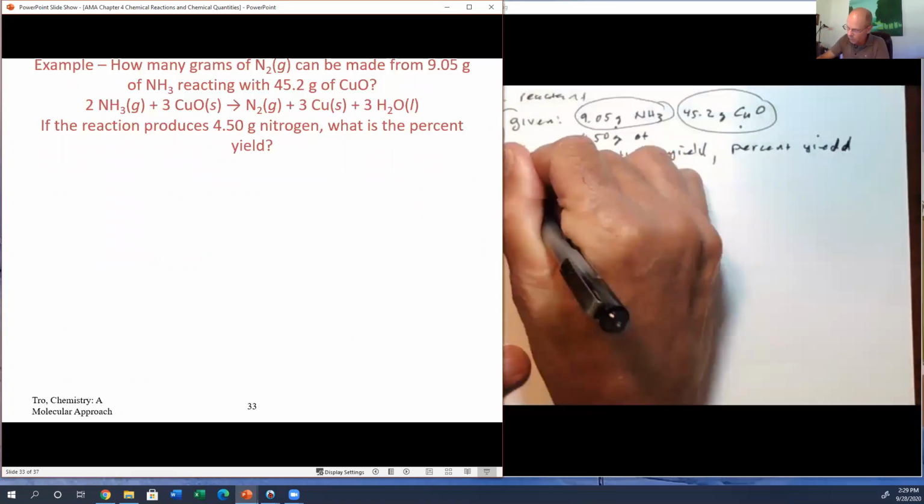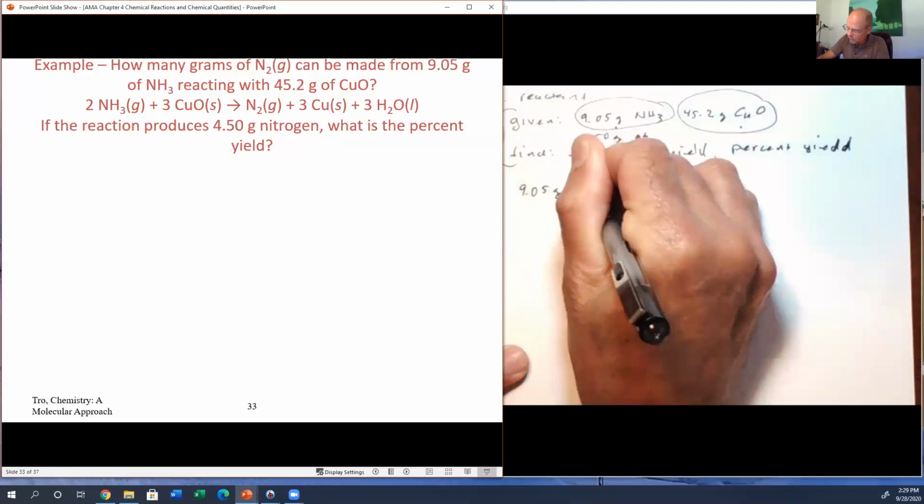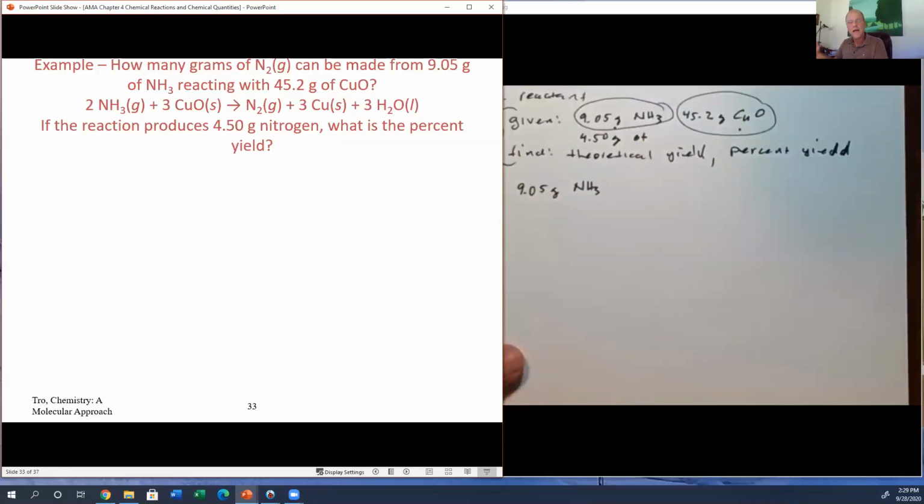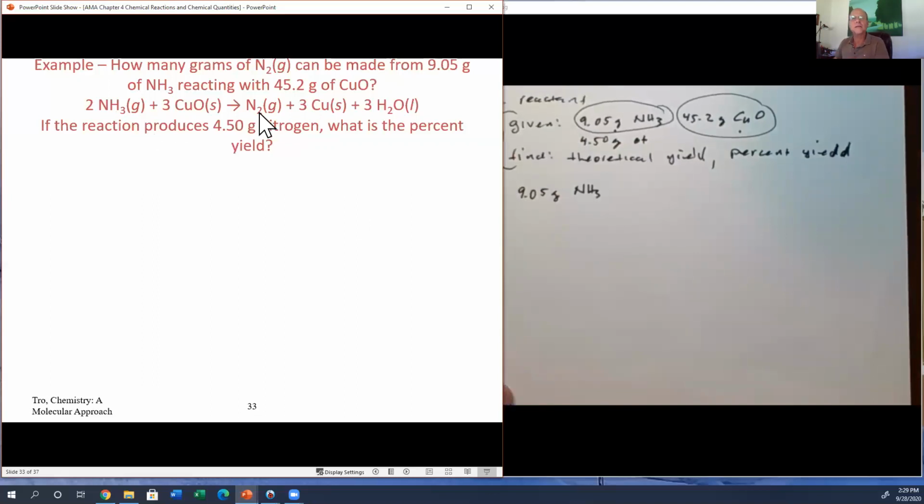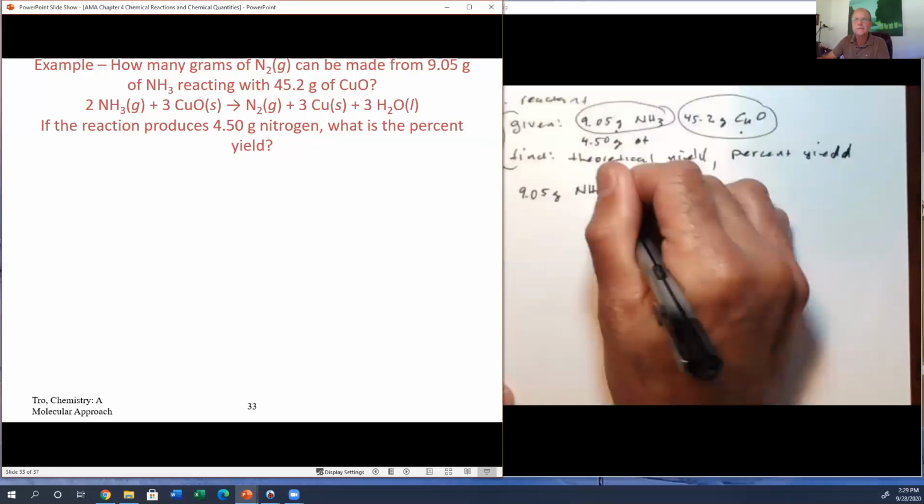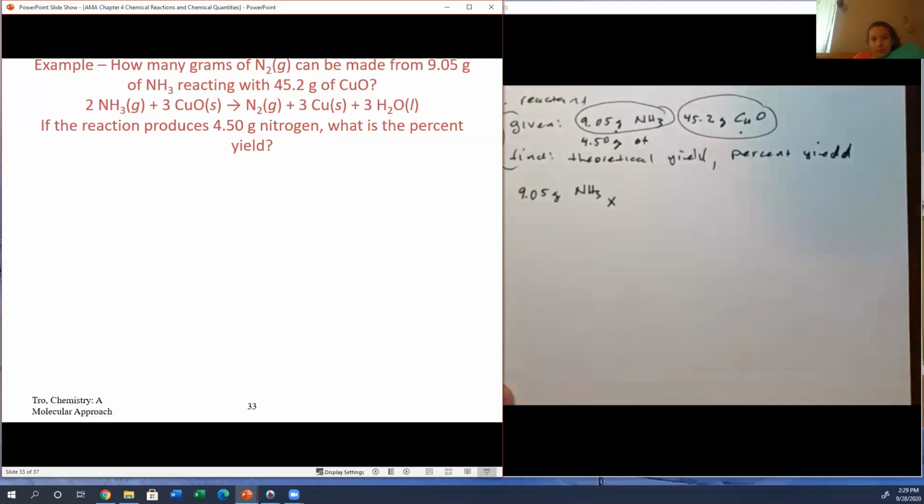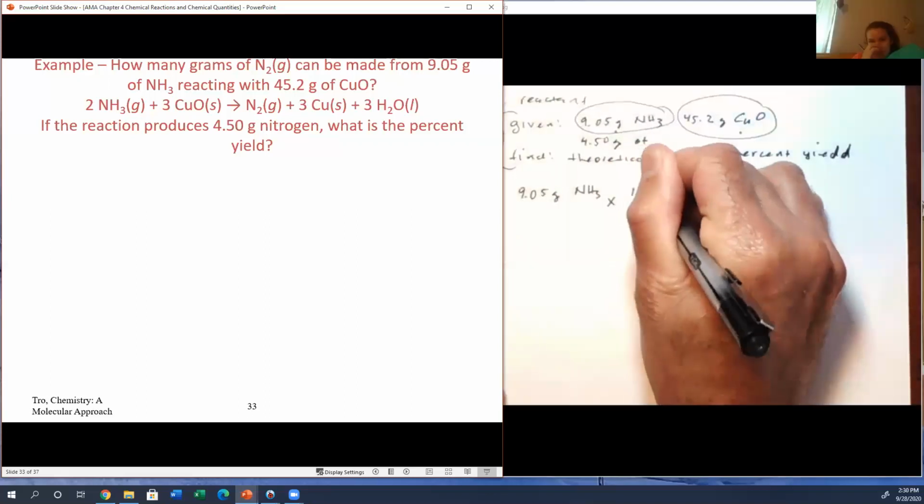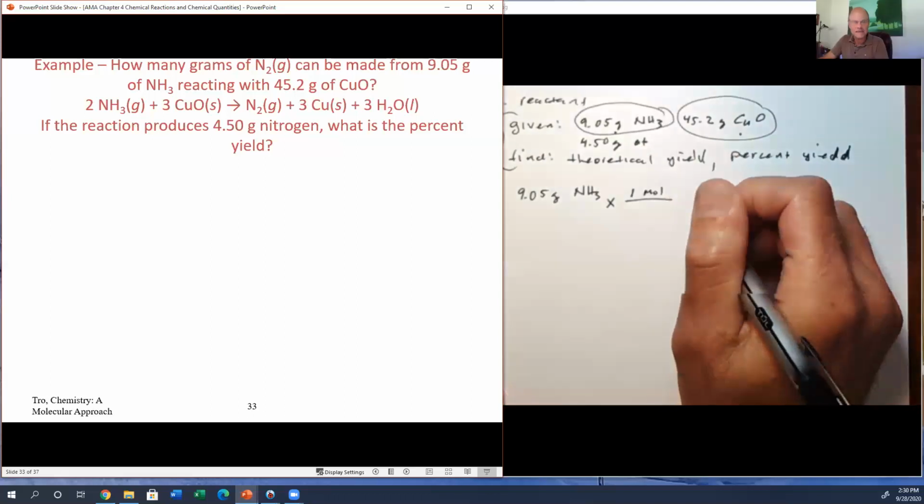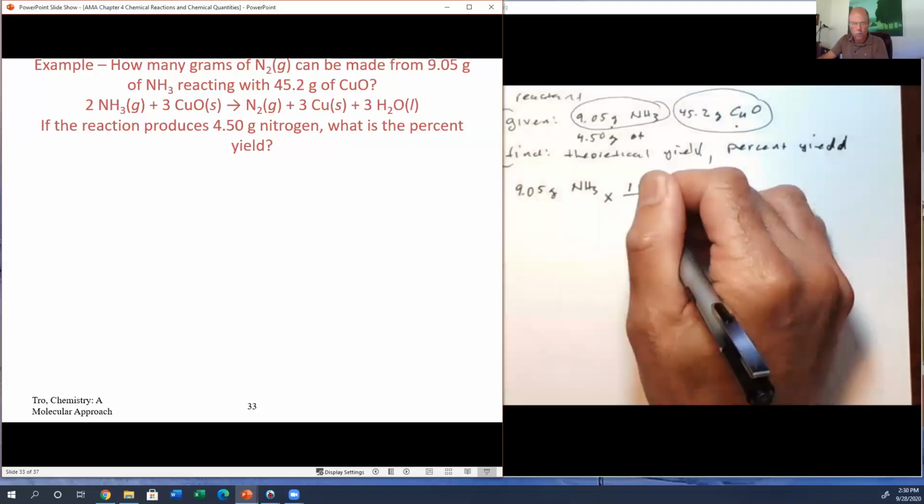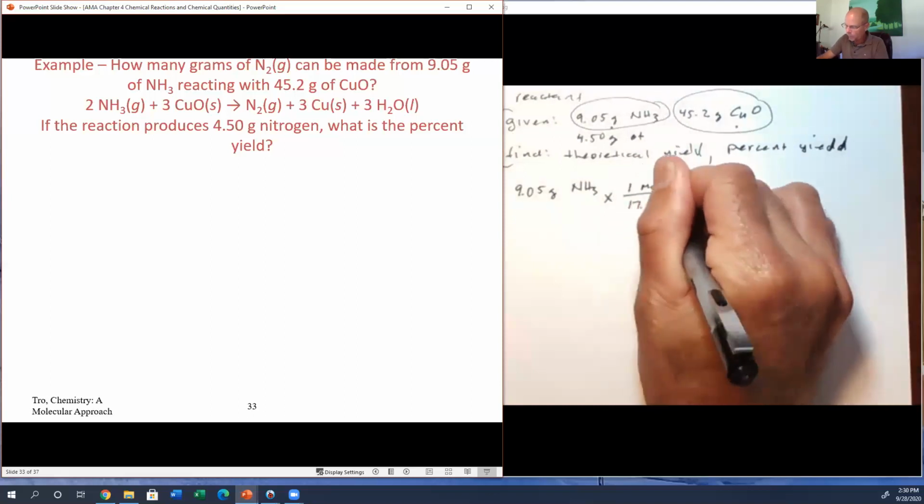So I'm going to say 9.05 grams of ammonia, and I'm going to say, how much nitrogen can I make? At this point, it's a stoichiometry problem, right? If I have a certain amount of ammonia, how do I figure out how much nitrogen I can make from that? What's the series of steps? Do you go from the molar mass of ammonia to moles, and then use the equation as a conversion factor? Yes, exactly right. Thank you. So 1 mole over 17.03 grams.